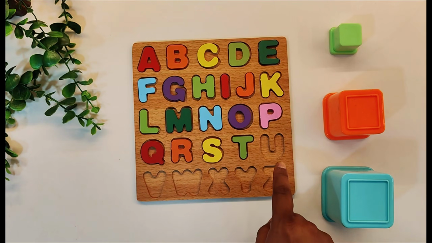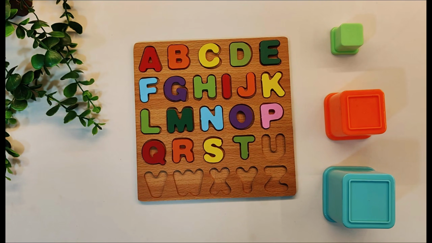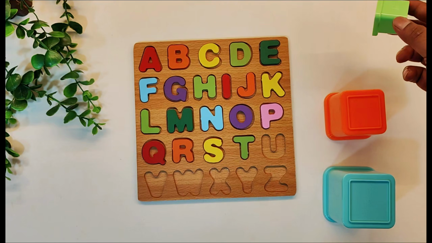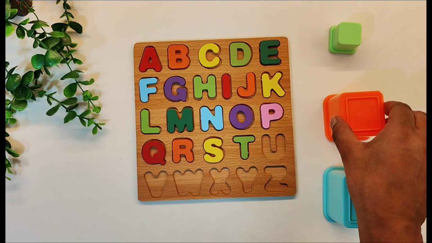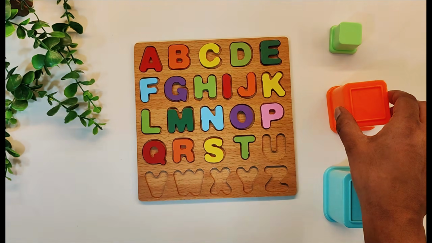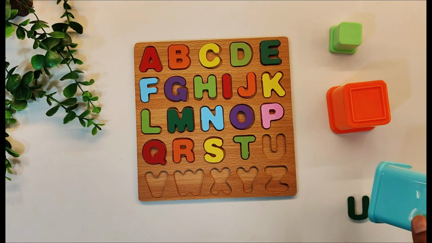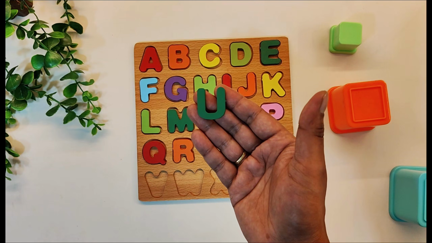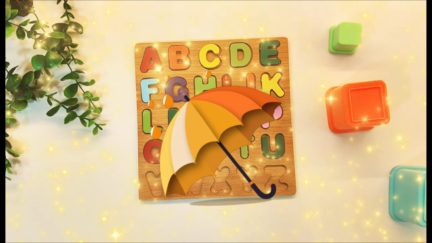Come on, kids. Help me find the next letter. Is it here? No. Is it here? No. How about here? Yes, we found the next letter. It's U. U for umbrella.